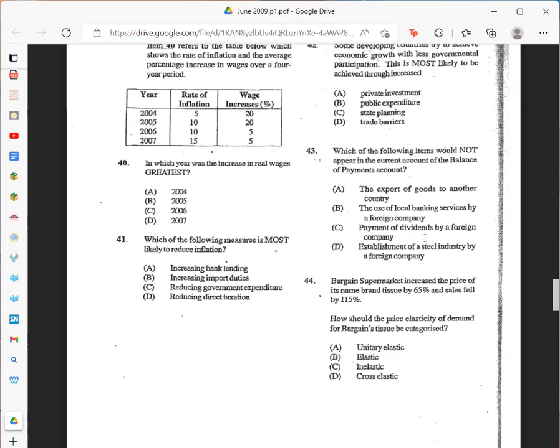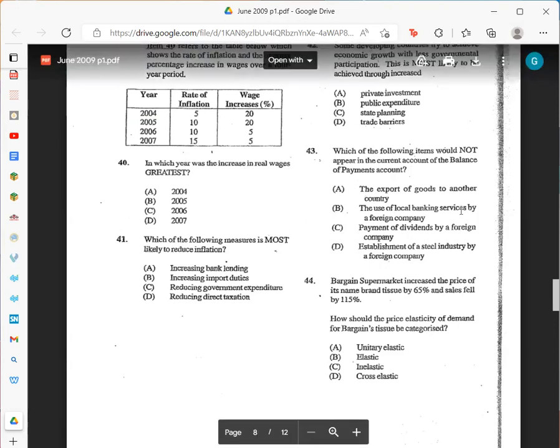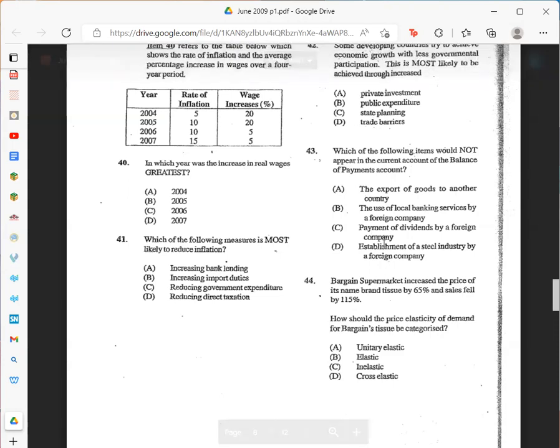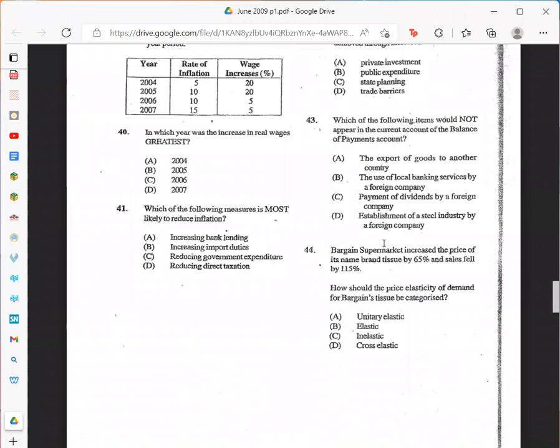Dividends is net income, net NPIA, net property income from abroad, or transfer income. D is the capital account though, right? So yeah, D, 43D, that goes in capital.